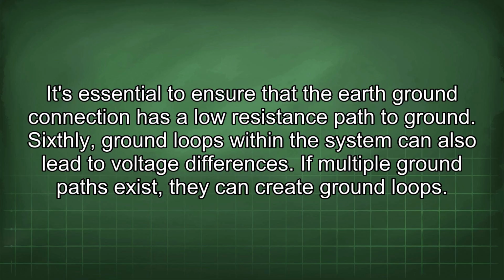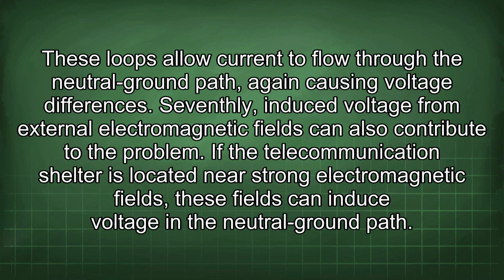Sixthly, ground loops within the system can also lead to voltage differences. If multiple ground paths exist, they can create ground loops. These loops allow current to flow through the neutral ground path, again causing voltage differences.